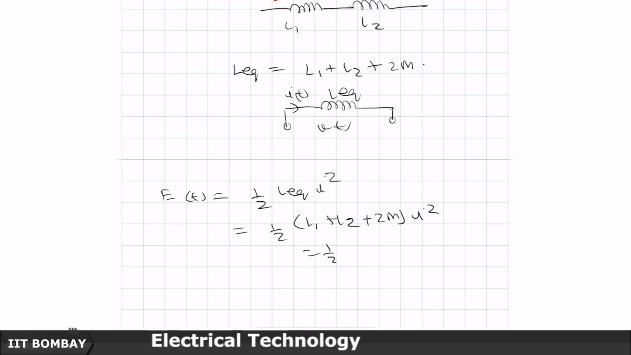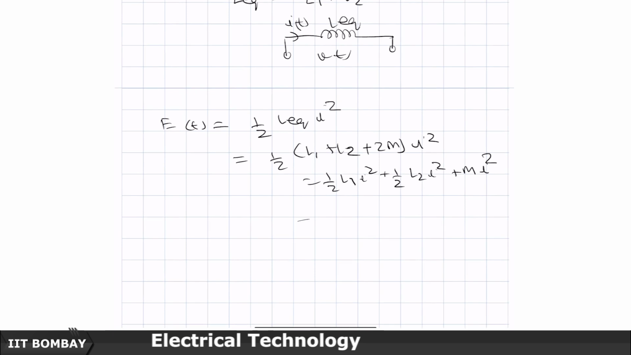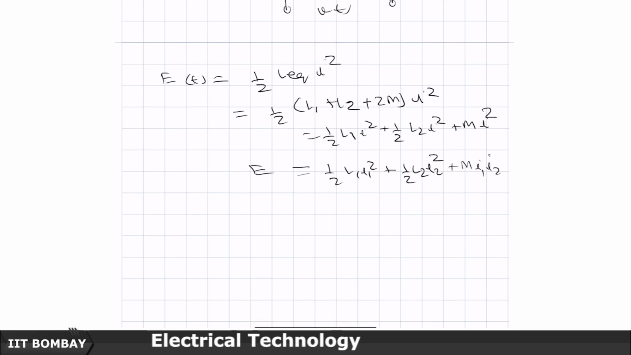So, if I substitute for L equivalent, half of L1 plus L2 plus 2M of I square, which is half L1 I1 square plus half L2 I2 square plus M I1 I2. In general, this tells you that for a mutually coupled coil, if they were carrying currents I1 and I2 separately, I could have derived the energy stored as this, plus M times I1 I2. I leave it to you to think it over.